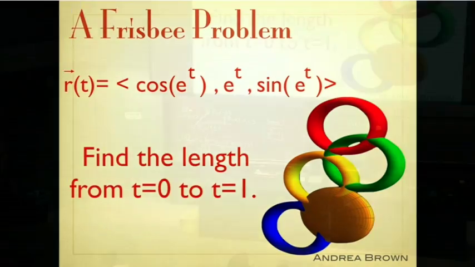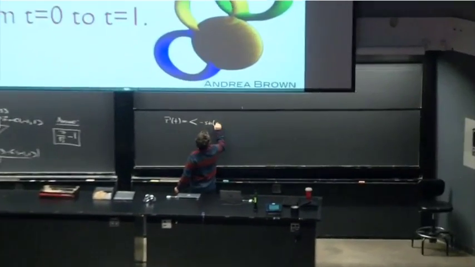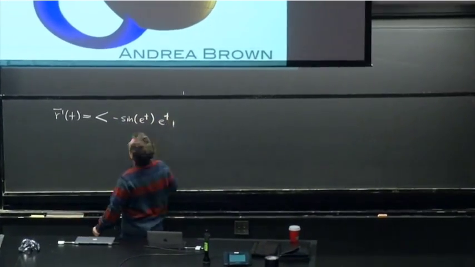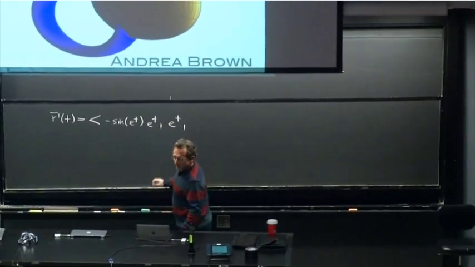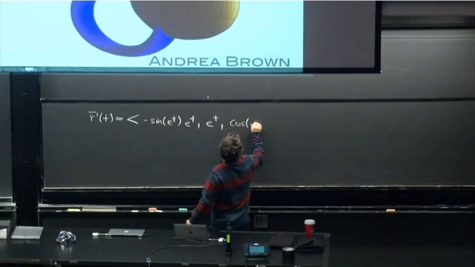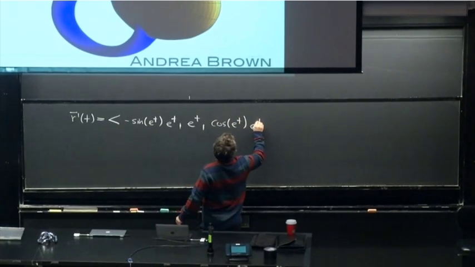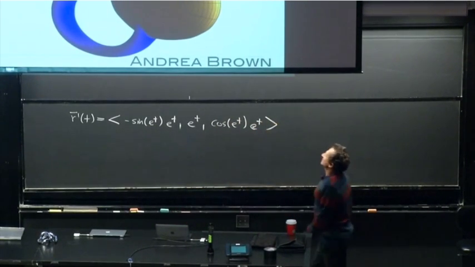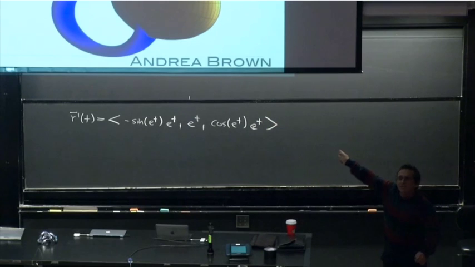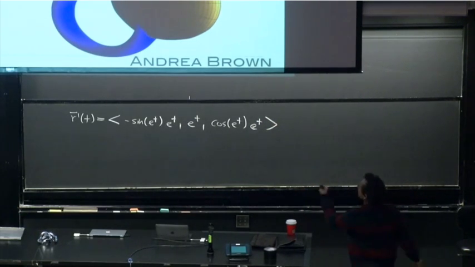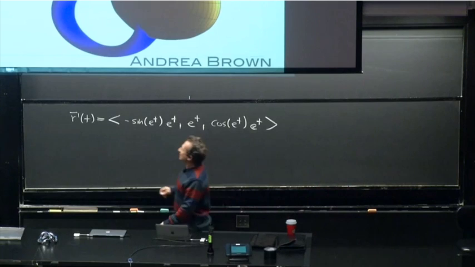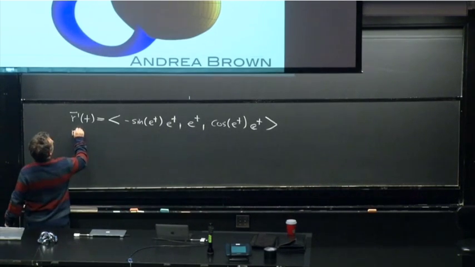So we get minus sine of e to the t times e to the t. And then we get e to the t and cosine of e to the t. Mind the chain rule. That's r prime of t. Now don't integrate that. That's one of the major mistakes which is made. When you integrate that, you get just r of t back. We want to integrate the length of r prime of t.